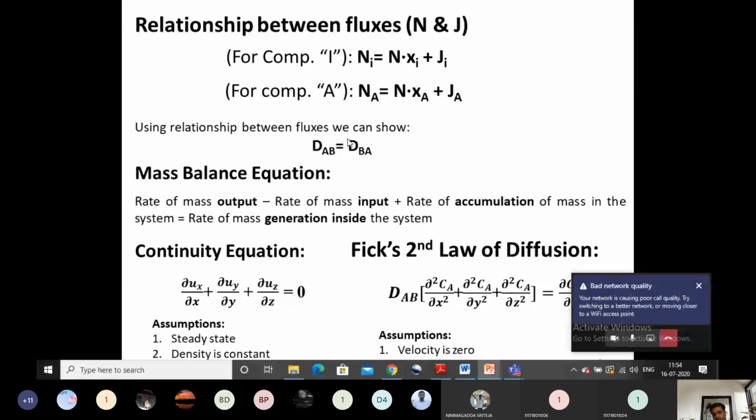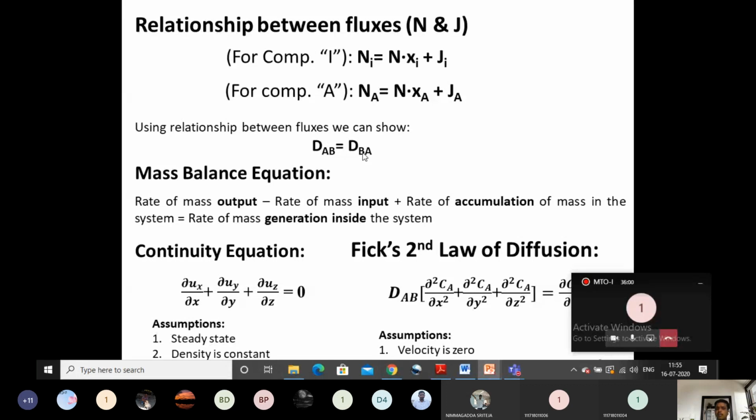Okay, this is the definition, and this is the proof. We already derived this equation. This is asked many times in your old question papers: show that DAB is equal to DBA. You have to prove it. To prove this, we have to use this relationship. We have to apply it for component A and component B, then add the component A and component B fluxes. Then using Na plus Nb is equal to N, N and N will be cancelled out. Left out terms will be only DAB and DBA. So just refer to the previous videos, then you will come to know how we derive DAB is equal to DBA.